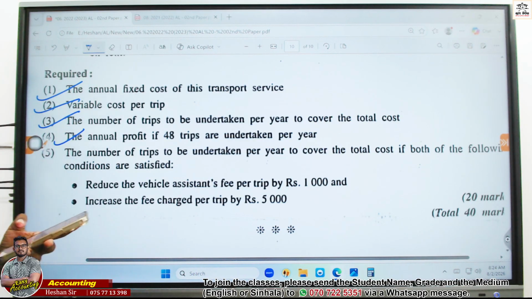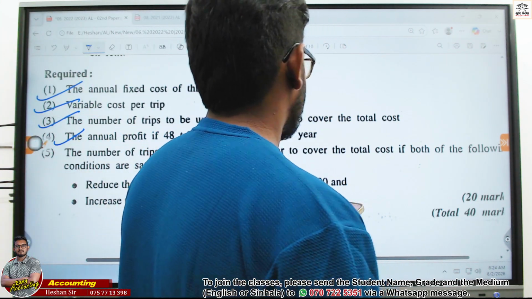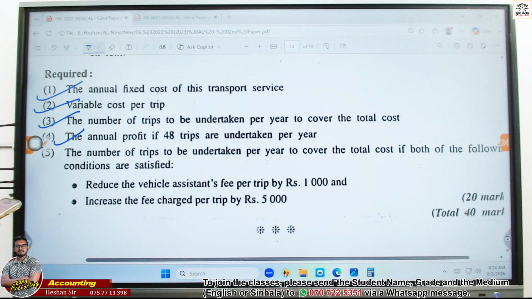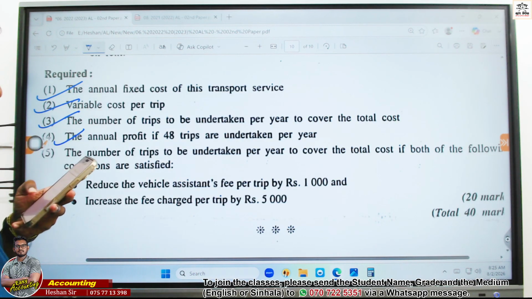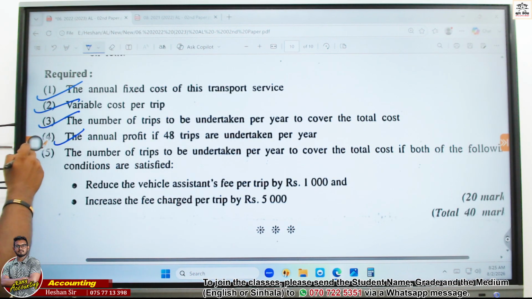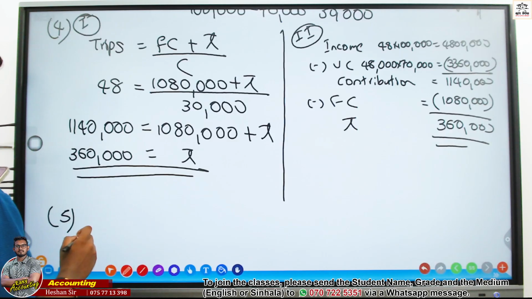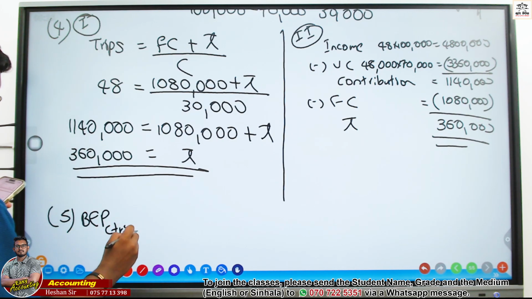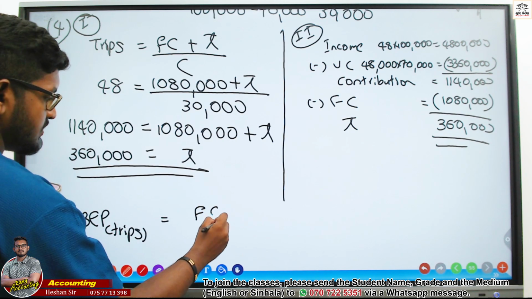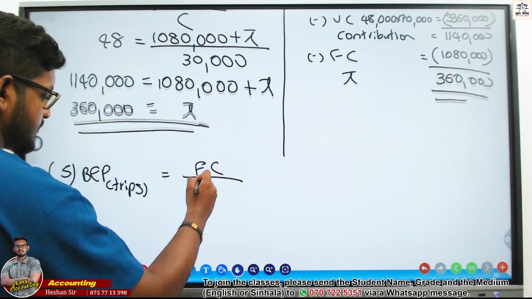The number of trips to be undertaken per year to cover the total cost if both of the following conditions are satisfied. Reduce the vehicle assistance fees per trip by 1000. Increase the fee charged per trip by 5000. And BEP trips, FC divided by C, right?